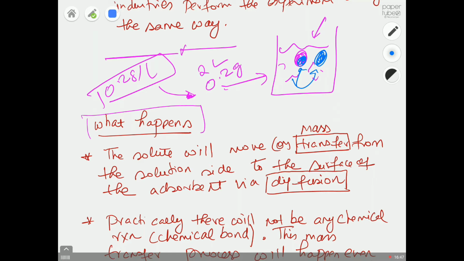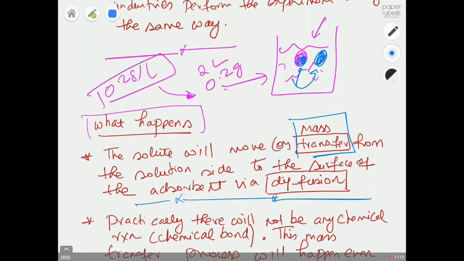So diffusion happens only if there is a concentration gradient. Try to remember these terminologies: mass transfer, because some mass is transferring from one side to another, and that process we call diffusion, and this diffusion process is driven by something we call a concentration gradient. I hope you all understand up to this point.